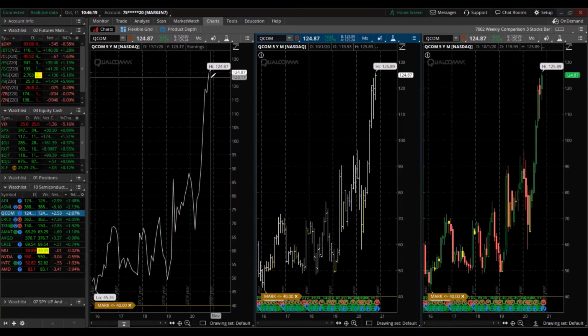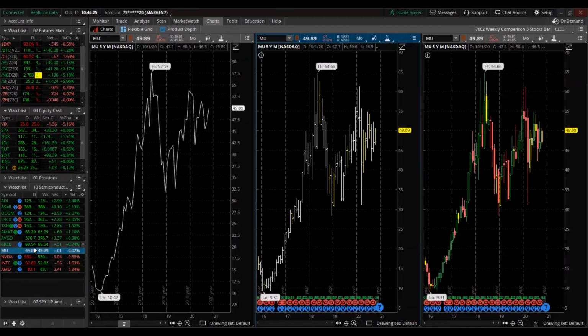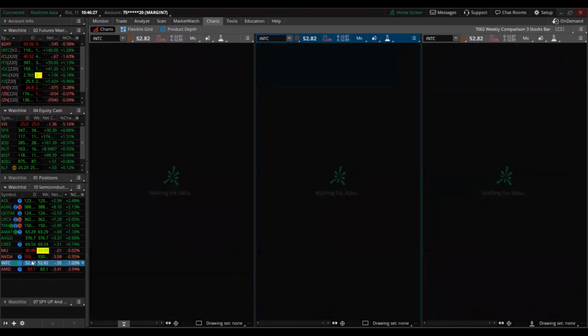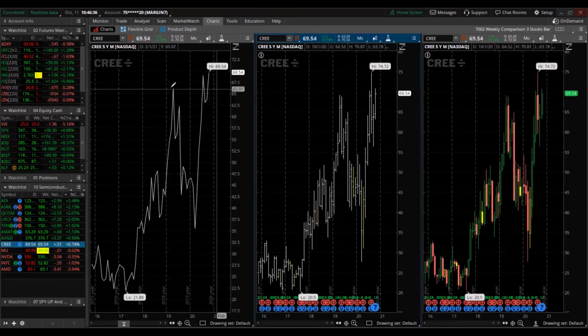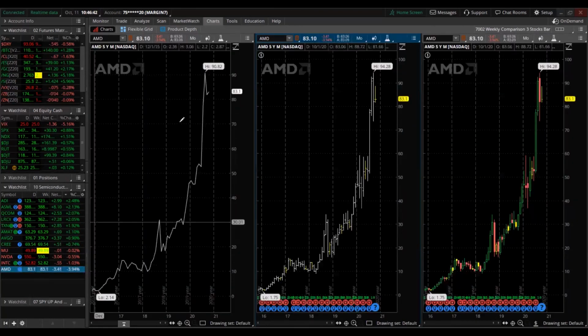Look at Qualcomm. Wow. Quebec, Charlie, Oscar, Mike. Micron, nope, struggling. Let's look at Intel, also struggling. Wow, big difference. Look at that. I would not want to be owning Intel. Cree, another popular one. Charlie, Romeo, Echo, Echo. AMD. Wow, AMD, Alpha, Mike, Delta, outperforming Intel.